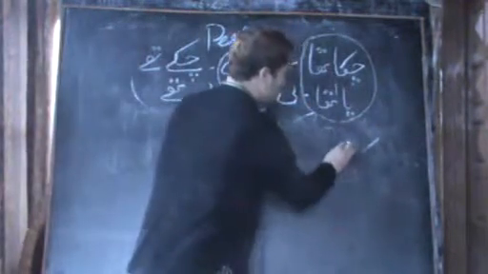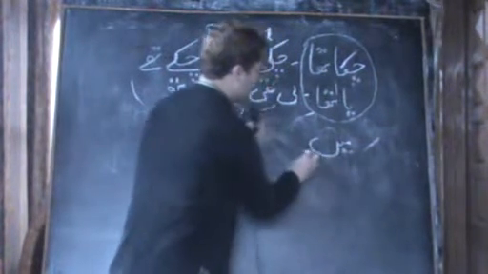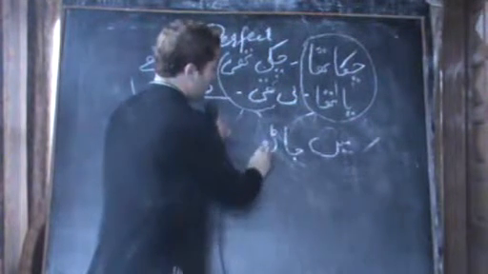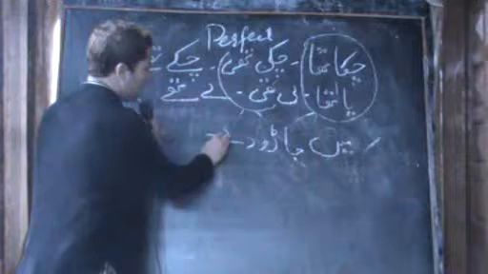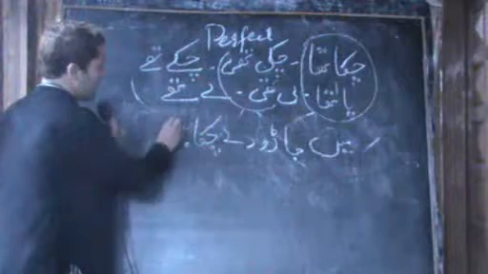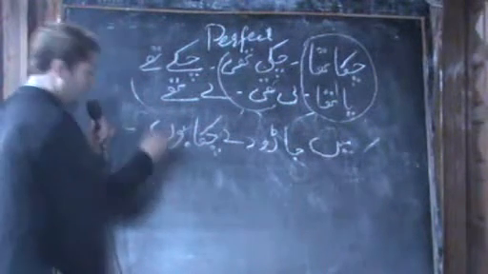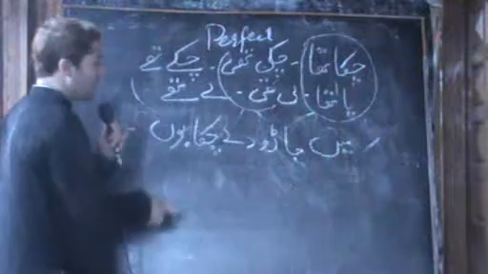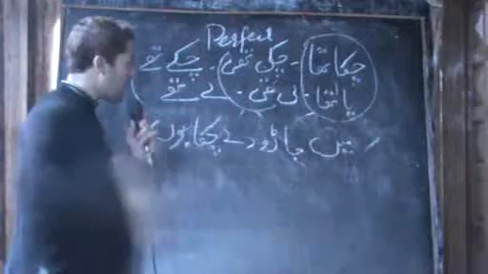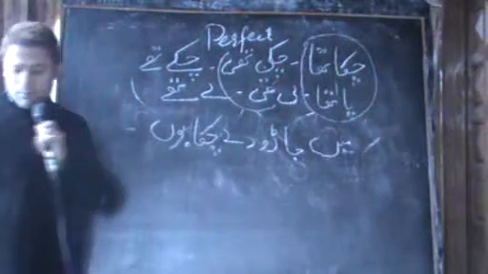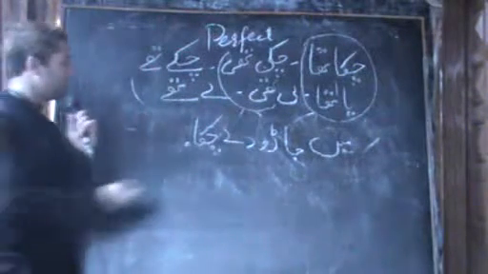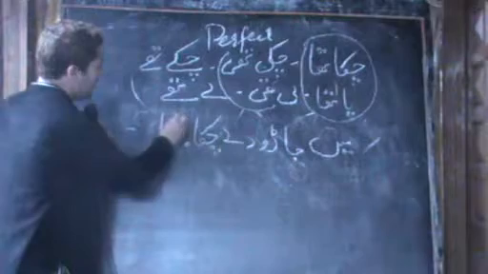मैं झाड़ू दे चुका हूँ. मैं झाड़ू दे चुका हूँ will be for the present, but here we have a different pattern, that is tha. That is for the perfect in the case of past. So instead of hoon, I will write here tha. मैं झाड़ू दे चुका था.